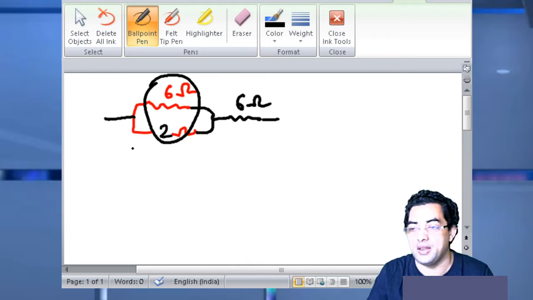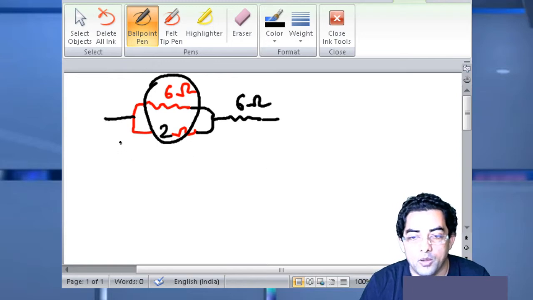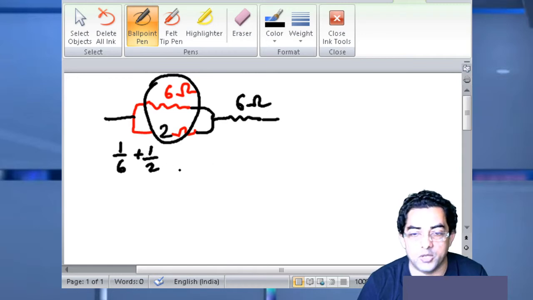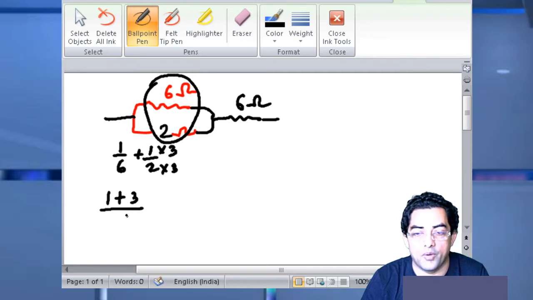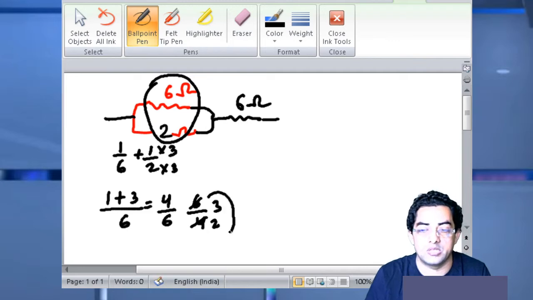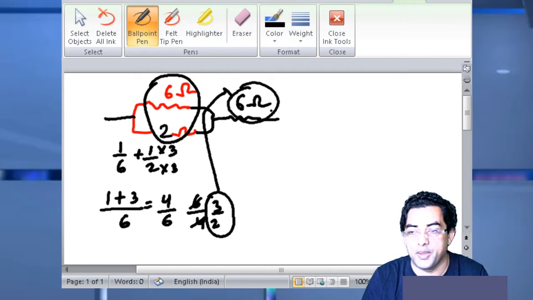Because they are in parallel, you know how to solve a question which is in parallel, right? It will be 1/6 plus 1/2. 1/6 plus 1/2, 2 times 3, so 3, so it will be 1 plus 3/6, which is 4/6. Then we do the reciprocal, so it becomes 6/4, which is 3/2. So this is going to be the equivalent resistance of the parallel part, and then this and this become series.